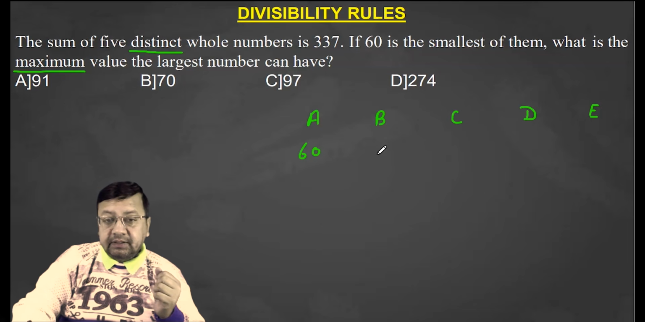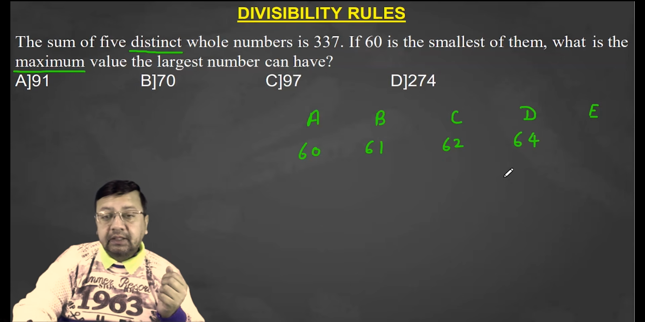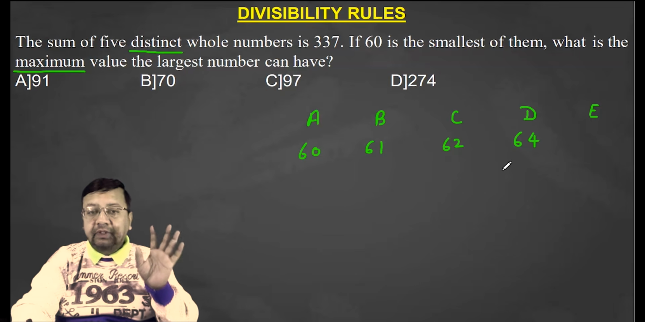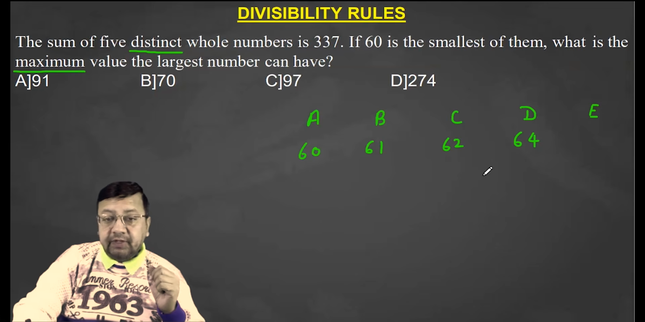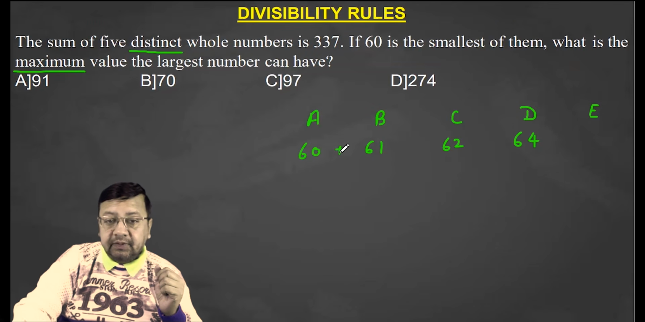So if I say this is 60, the next number should be 61 because distinct, right? And minimizing, the next number will be 62, right? And the next number will be 64. Right? These are the smallest four distinct numbers. Right? And the total sum is 337. So if I add these four numbers, so yes, tell me what is the summation? What is the total addition you people are getting? Yes, quickly.